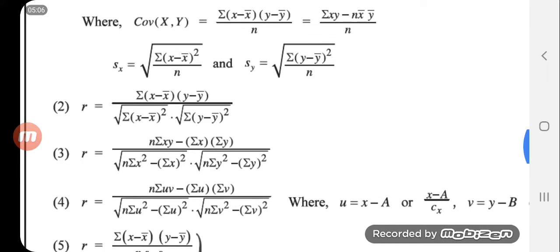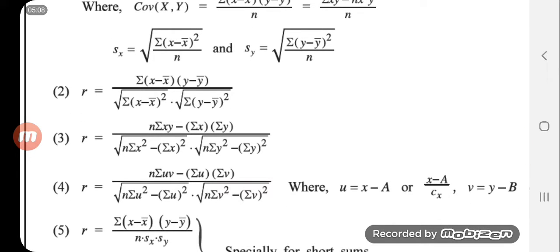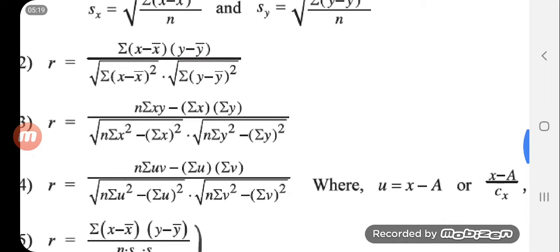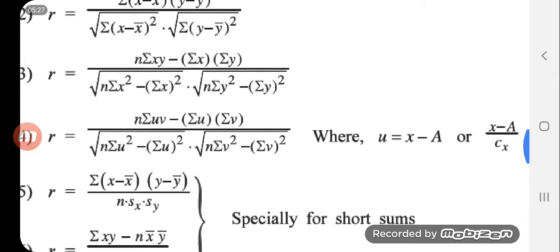Second one, r equals n sigma xy minus sigma x into sigma y upon under root n sigma x square minus sigma x the whole square into under root n sigma y square minus sigma y the whole square. This formula we will use when x mean and y mean are fractional. Either of them will be fractional or both of them will be fractional. That means that will be a decimal number. We use this second formula.